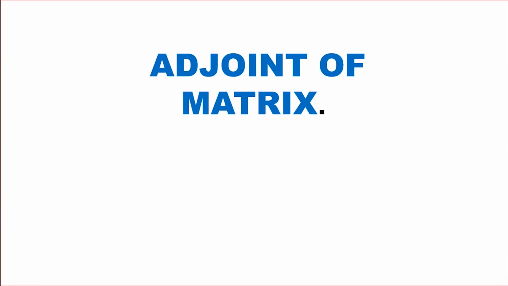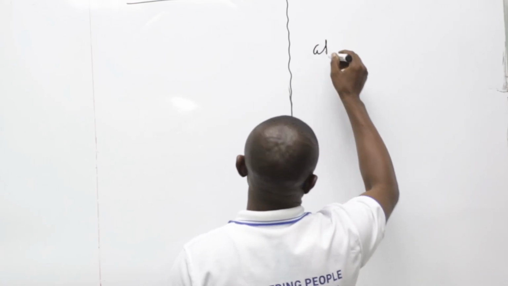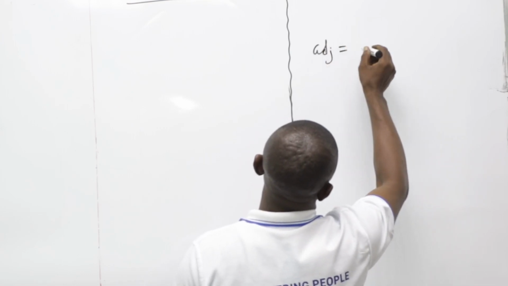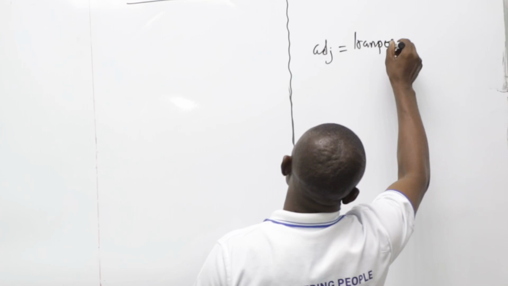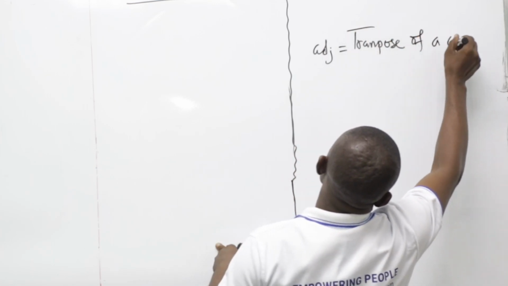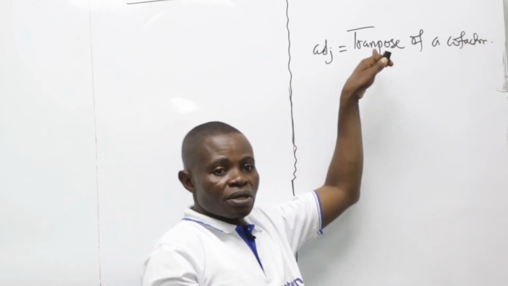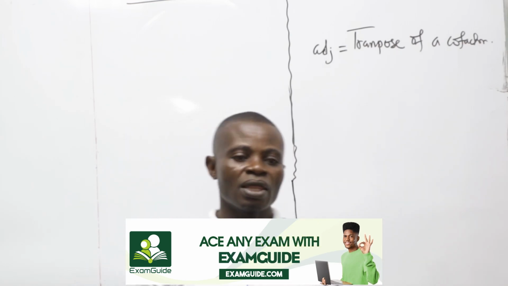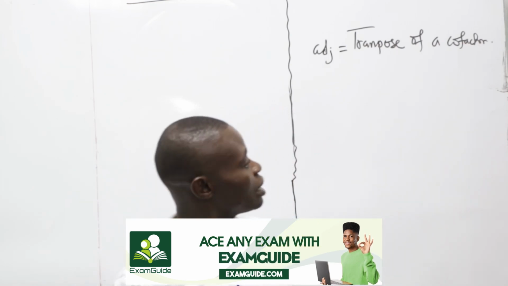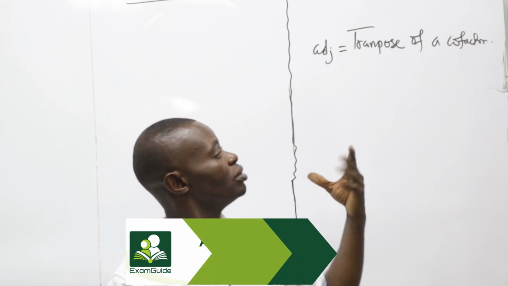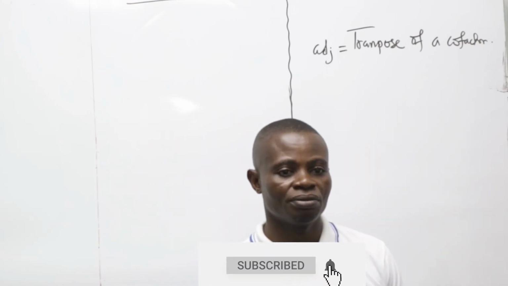Adjoint of a matrix. The adjoint of a matrix is mathematically represented as ADJ. ADJ equals what? The transpose of the cofactor. Remember from our previous class, we have learned the cofactor and the minor. Now we are dealing with adjoint.